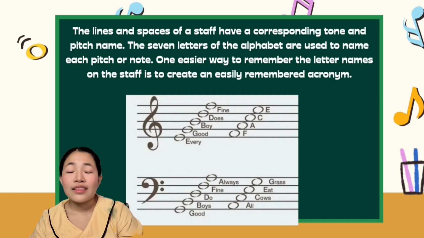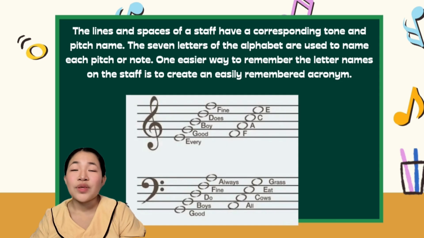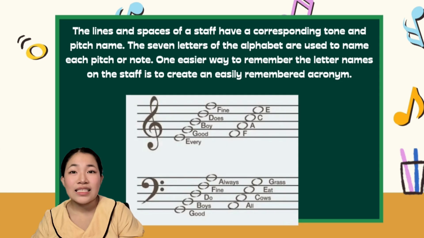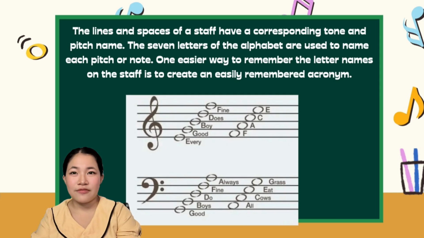What about the spaces for the treble clef or G clef? So for the spaces, the first space is F. The second space is A. The third space is C. The fourth space is E. We can say it as the letter names or you can call it FACE. F-A-C-E or face. Your face. Okay, that is for the spaces of the treble clef.